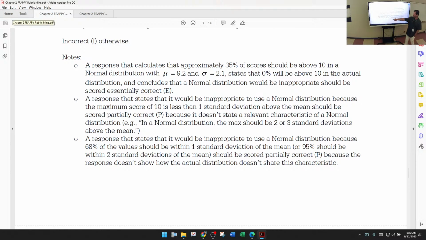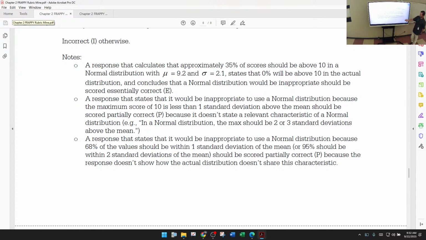A response that states that it would be inappropriate to use a normal distribution because 68% of the values should be within 1 standard deviation of the mean, or 95% should be within 2, should be scored a P because, again, the response doesn't show how the actual distribution doesn't share this characteristic.